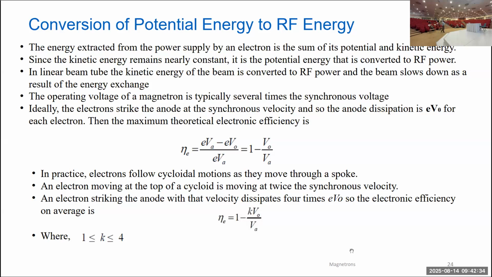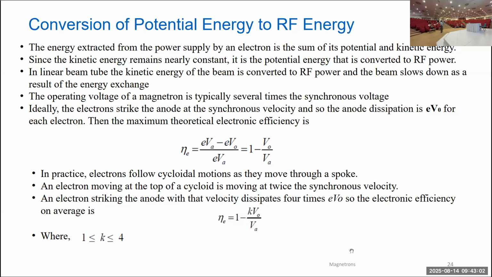But here, inside the magnetron, the operating voltage of the magnetron is typically several times the synchronous voltage. Ideally, the electron strikes the anode at the synchronous velocity, and so the anode dissipation is eV0 for each electron. Then the maximum theoretical electron efficiency can be defined by this equation.